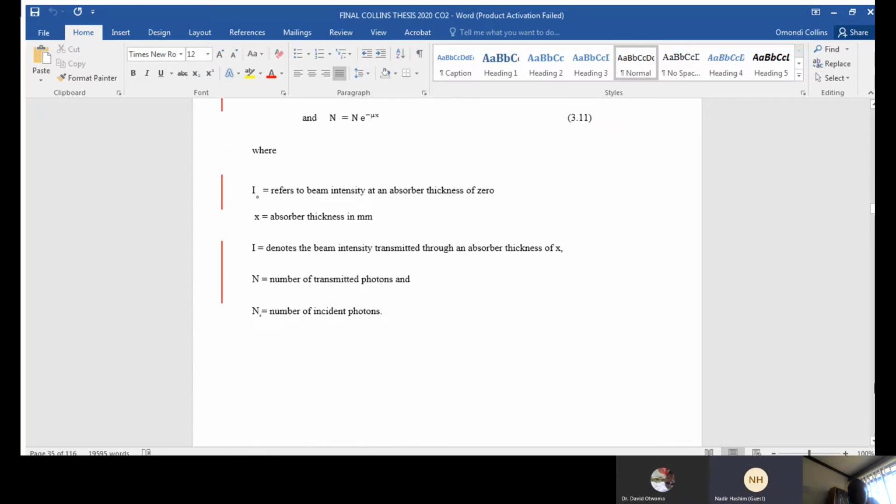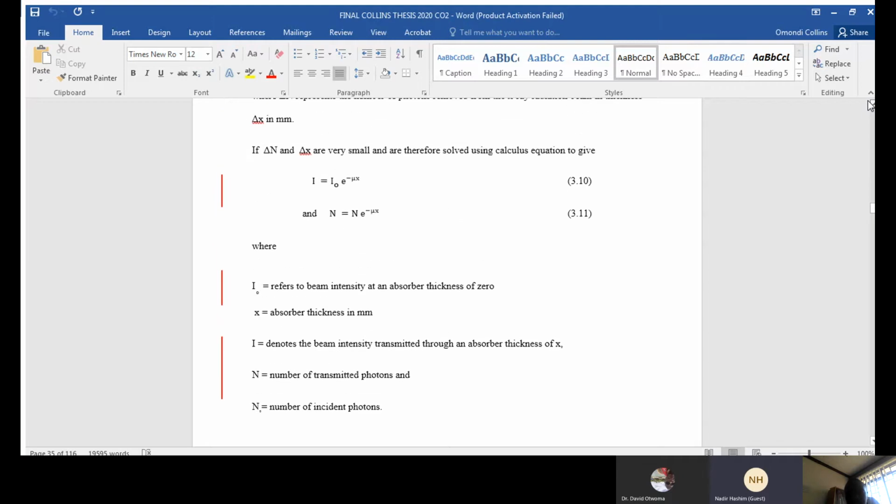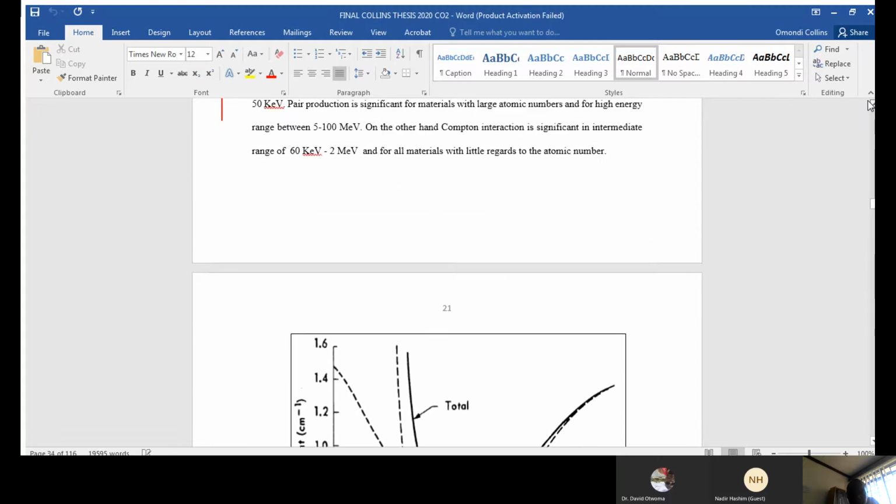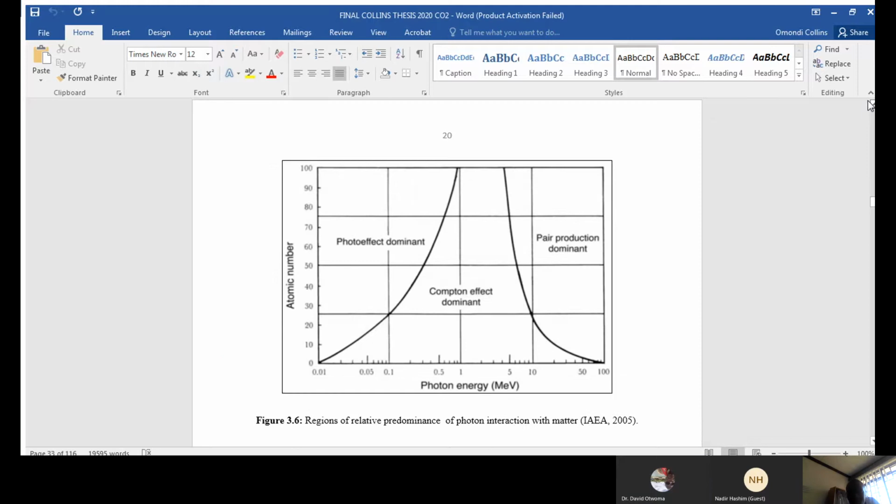Okay, can we go back to the diagram showing relative predominance of the three effects? Yes, it is this one, 3.6. Yes, this diagram. Can you say something about this diagram? For example, when does pair production start to dominate? At what energies? So the photoelectric effect is for the lower energy. Then as you get higher, the Compton effect takes effect. Then at the higher energy levels, the pair production.